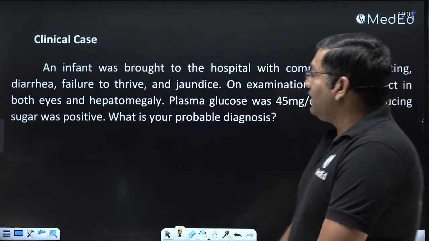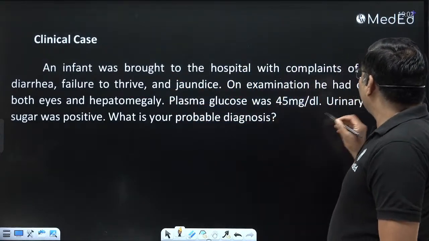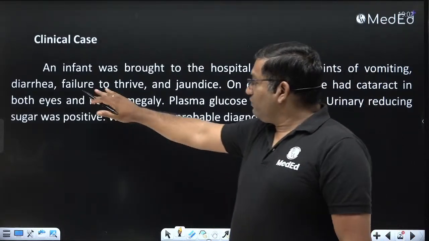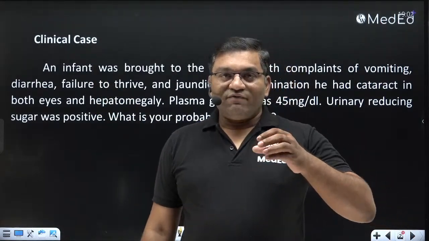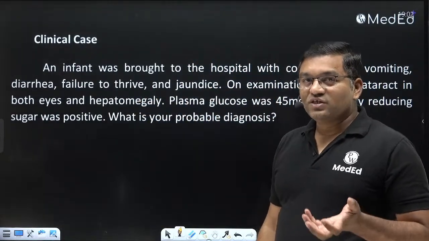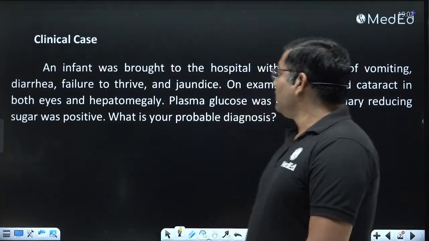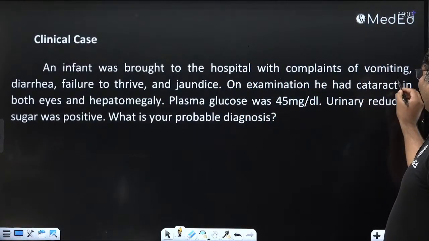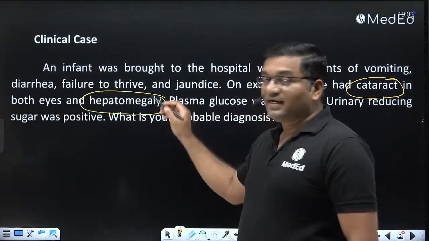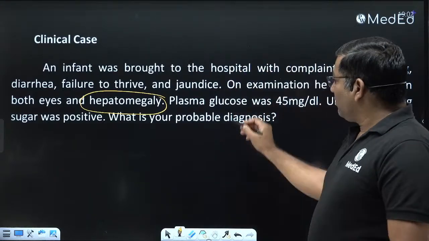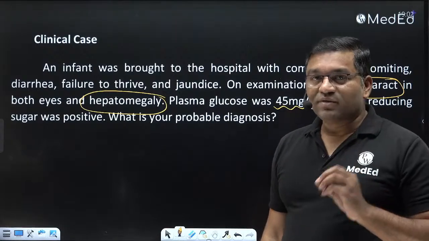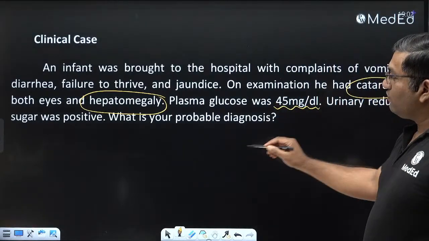Now see the case. An infant was brought to the hospital with complaints of vomiting, diarrhea, failure to thrive and jaundice. Failure to thrive means the weight gain is not proper. And jaundice means, all of you know, yellowish discoloration of skin and sclera. On examination he had cataract in both eyes and hepatomegaly. Cataract and hepatomegaly, these are the features. Plasma glucose was 45 milligram per deciliter, means hypoglycemia. Urinary reducing sugar was positive.